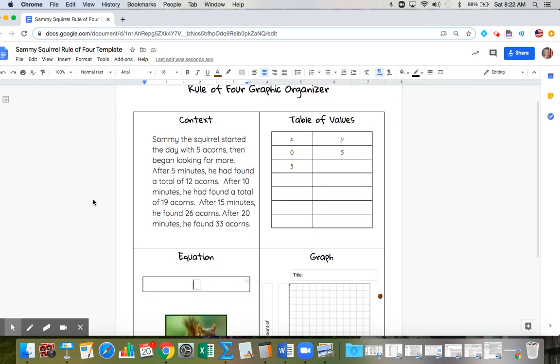But in this case, they've given us the context. So we are going to start there. And then let's decide, do we jump right to the equation? Do we go to the graph? Or do we start with the table of values?